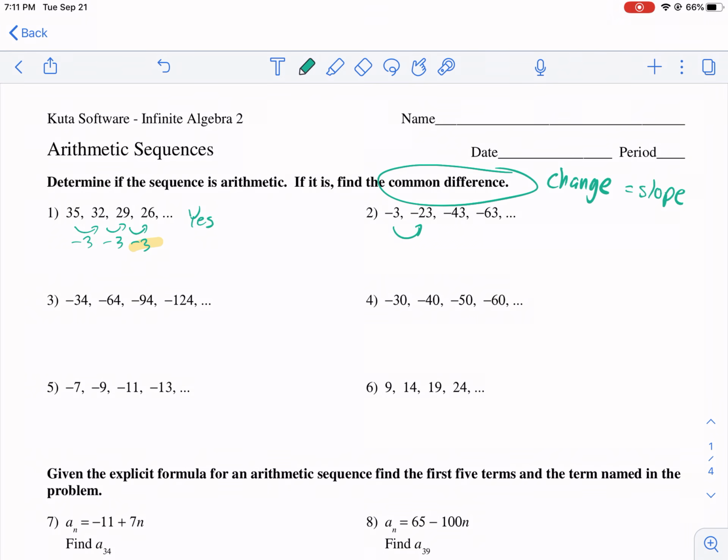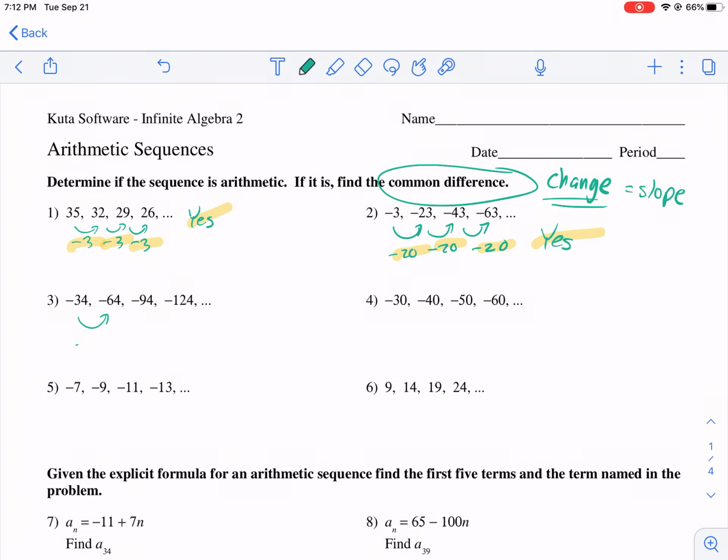Next up, minus 3, minus 23, minus 43, minus 63. Well, how is it changing each time? Well, we're subtracting 20. Subtracting 20, okay? This needs to be the same each time in order to be arithmetic. So in this case, yes, it is arithmetic, and the common difference is minus 20.